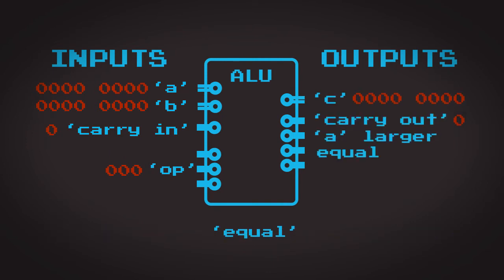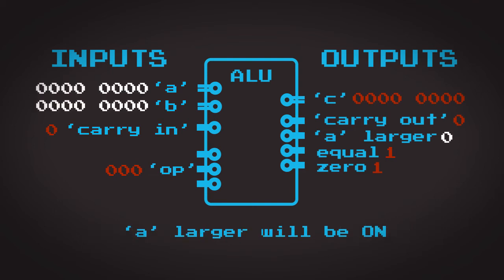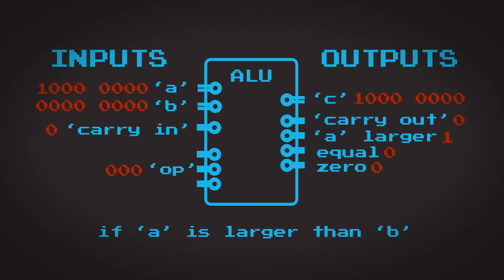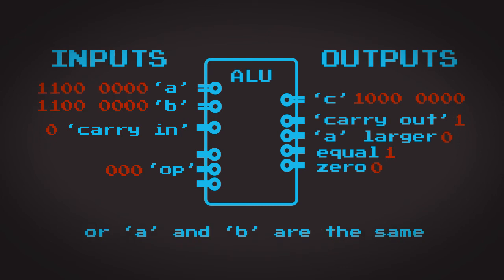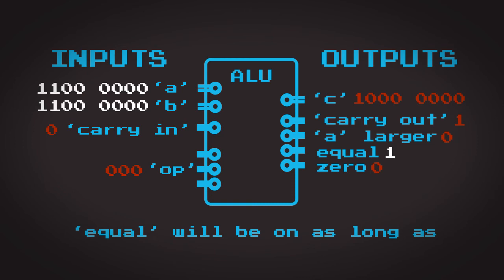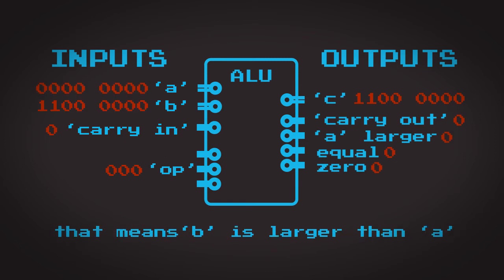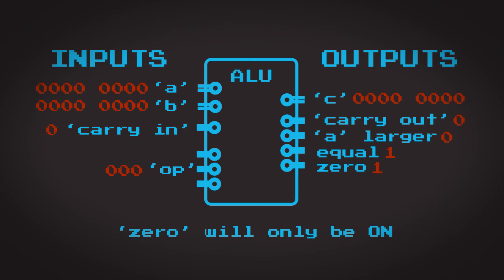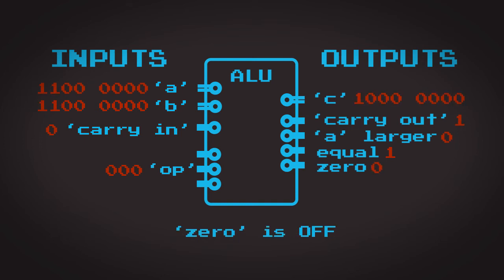Bits A larger, equal, and 0 do not depend on the OP to get outputs. A larger will be on if input byte A is larger than input byte B. It will be off if input B is larger or has the same value. Equal bit will only be on if inputs A and B have the same value. If both A larger and equal bits are off, that means input B is larger than input A. Bit 0 will only be on if output byte C has all zeros. Otherwise, bit 0 will be off.